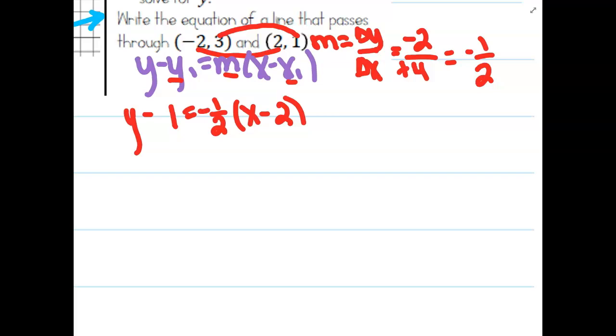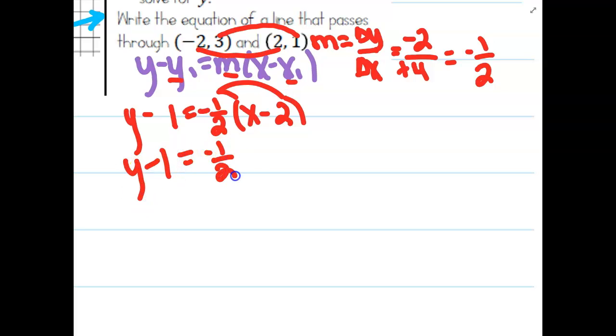Now, this is the equation of the line. This would be an acceptable answer for some teachers, but I am not some teachers. I would like you to write your answer in slope-intercept form. So there's always going to be 2 steps. First thing, you got to get rid of these parentheses. So you're going to distribute your slope. So you'll leave the y minus 1 as it is.